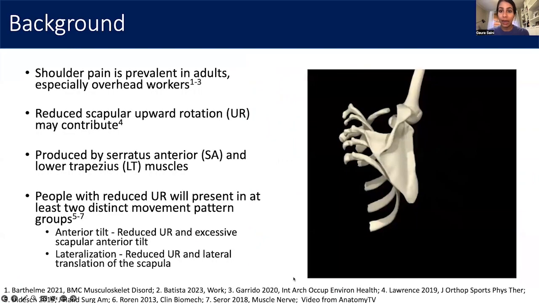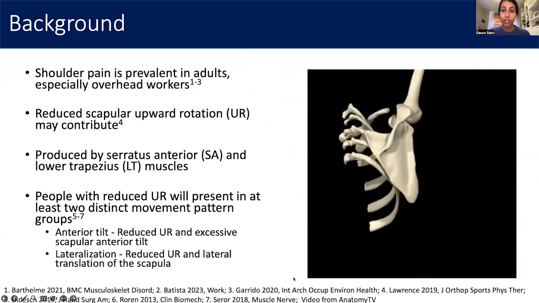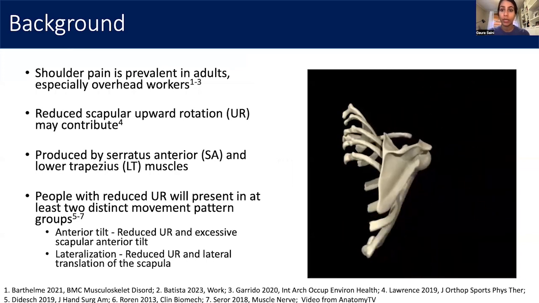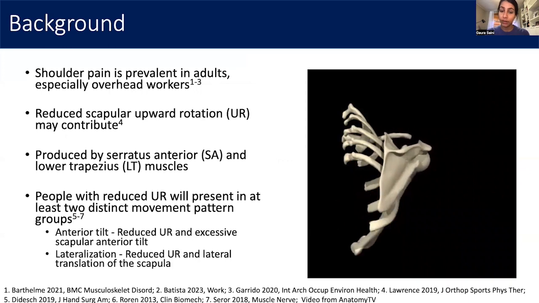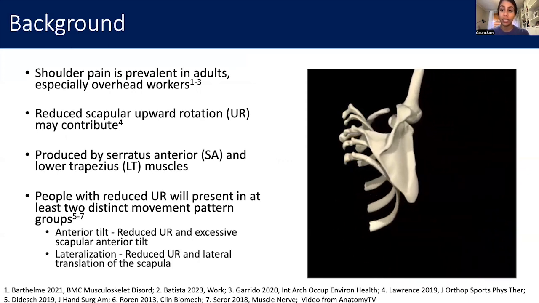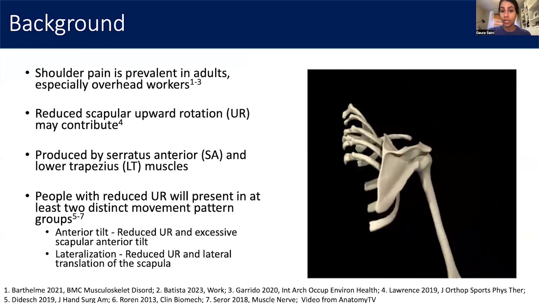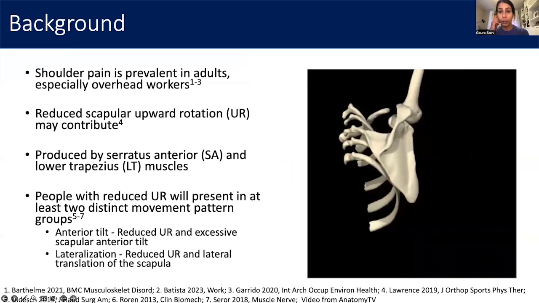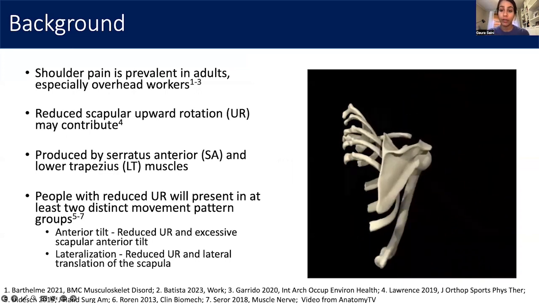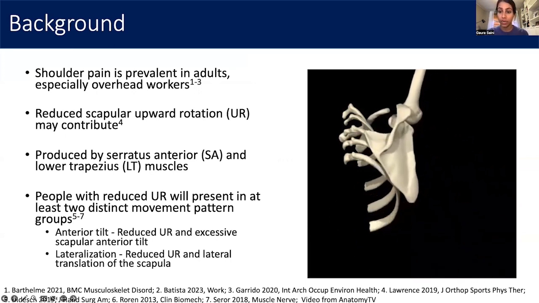Shoulder pain is really common in adults, especially people who are required to repetitively reach overhead or sustain an overhead position for their jobs. And one factor that might contribute to the development of shoulder pain is reduced upward rotation of the scapula, which is the motion that you can see the scapula doing in that video. This reduction in upward rotation may contribute to compression of the rotator cuff tendons, and when that's done repetitively, it may lead to degradation or tearing of those tendons.